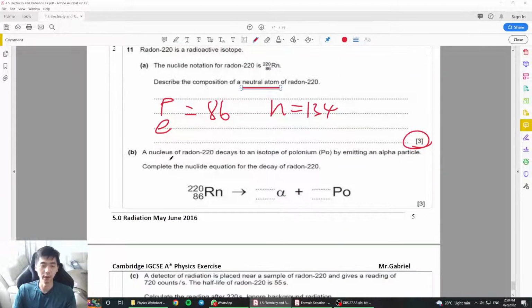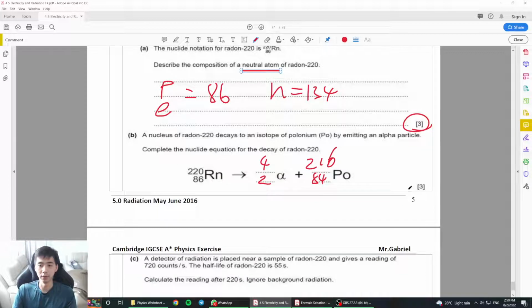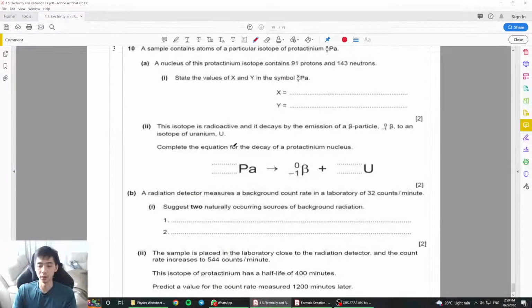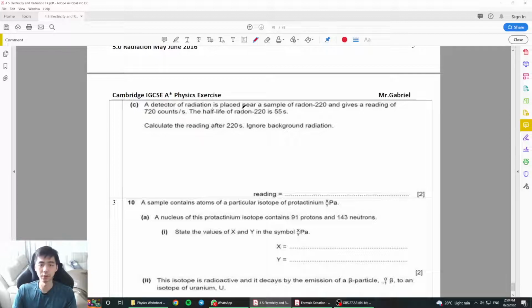Easy. A nucleus of radon-220 decays by alpha decay, so it's 216 and 84 here. Easy. Free 3 marks. It's free real estate.